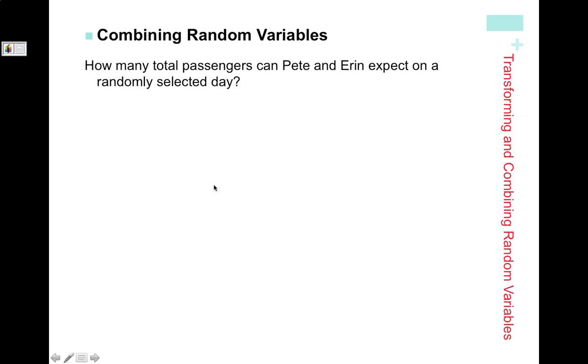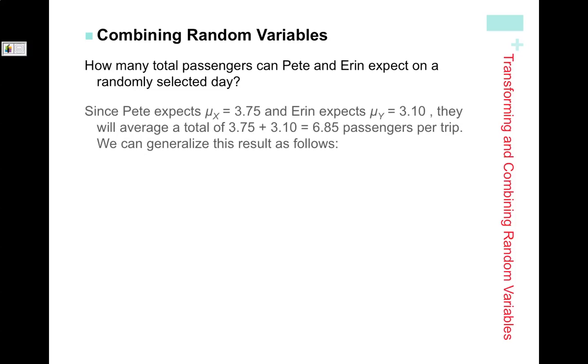So really the question is, how many total passengers can they expect on a randomly selected day? That's what we're talking about when we're talking about the mean of this random variable T. If we put them together, how many passengers should we expect there to be? So since Pete expects 3.75, expected value, mean, same thing with these probability distributions, and Aaron expects 3.1, they together should expect 6.85. We add the two together.